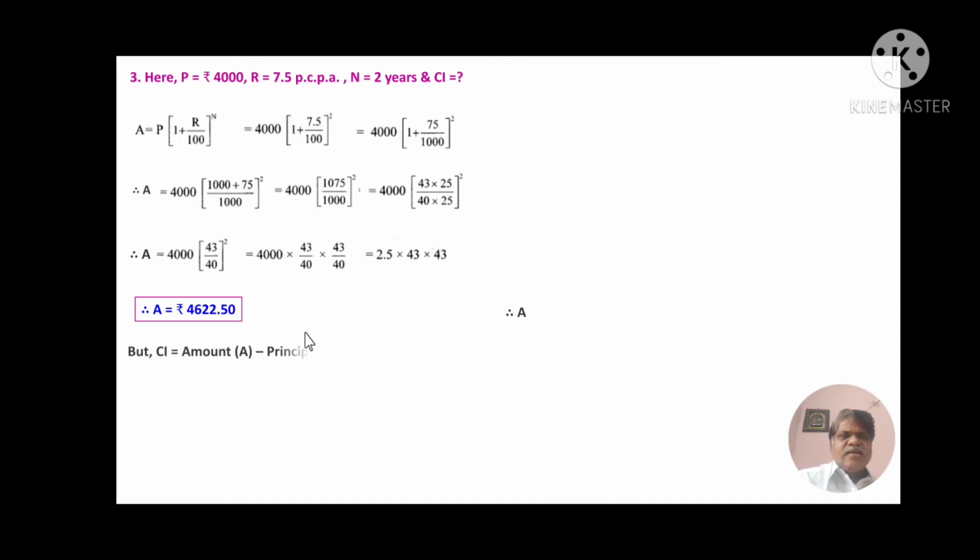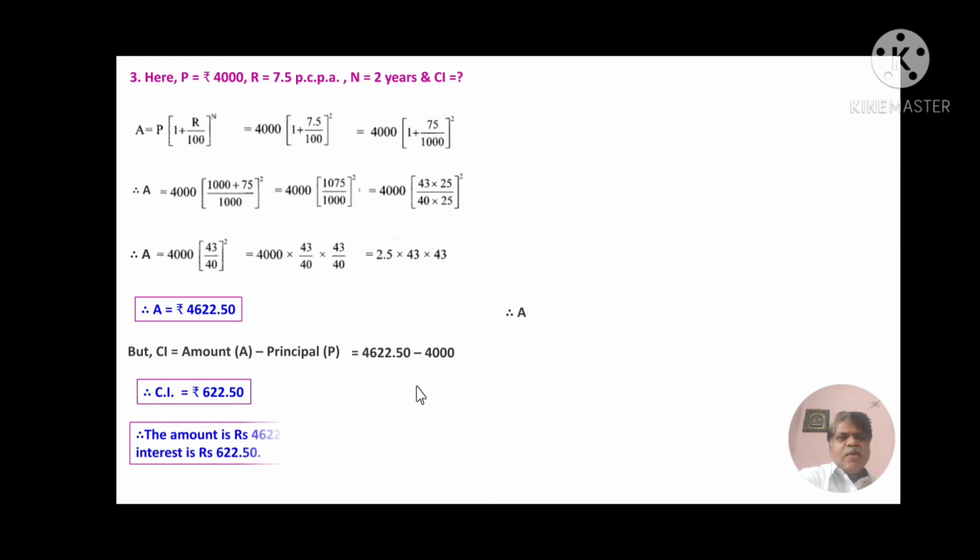But we know that CI is equal to amount minus principal. We will put the values. Therefore, CI is equal to 4622.50 minus 4000. So that will give you CI as rupees 622.50. Friends, the amount is rupees 4622.50 and the compound interest is rupees 622.50.